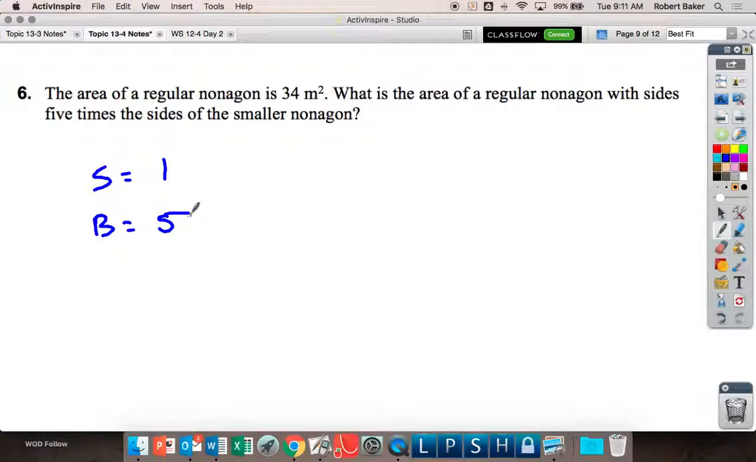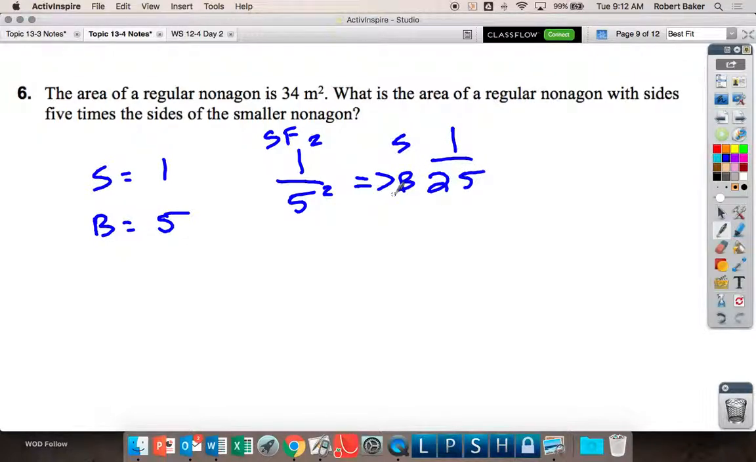So if you set up a proportion, what is the scale factor from the small nonagon to the big nonagon? 1 over 5. That's an easy proportion. So what would be the ratio of their areas? No. Square it. So this is small over big. What is the area of the small nonagon? 34.